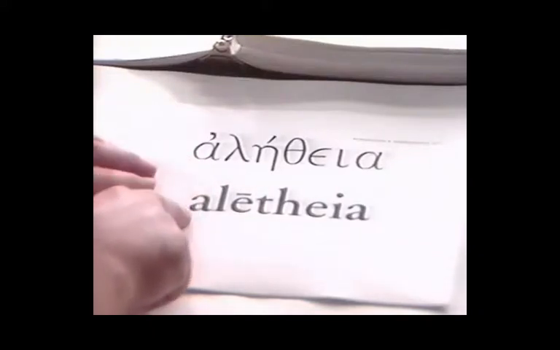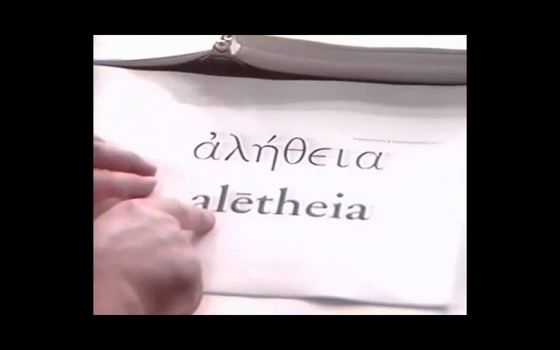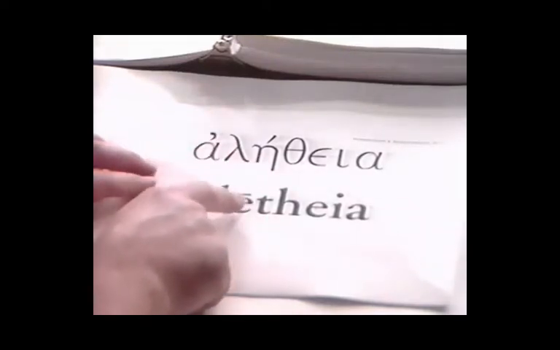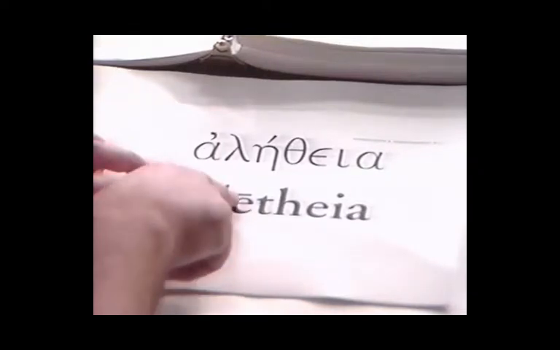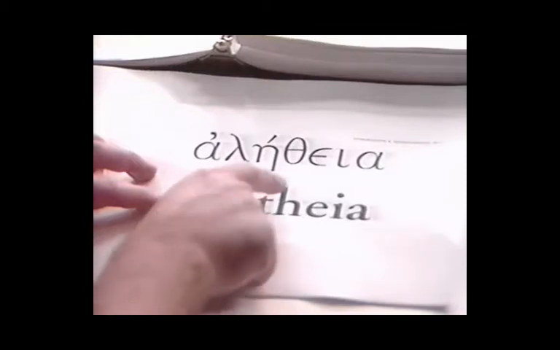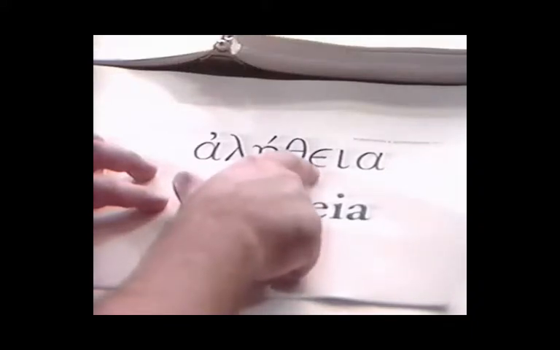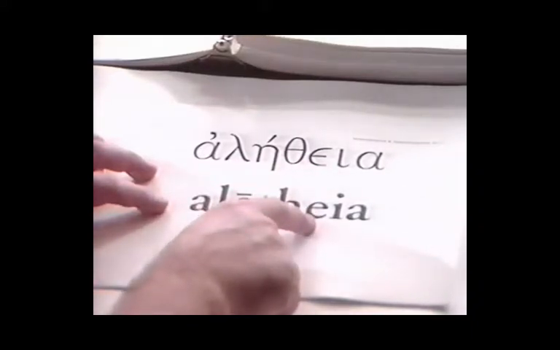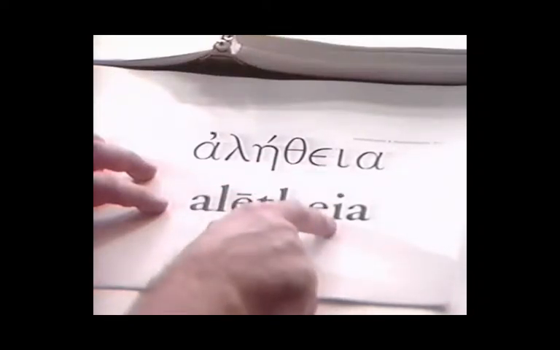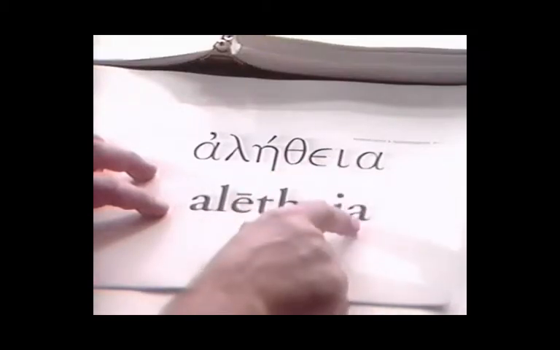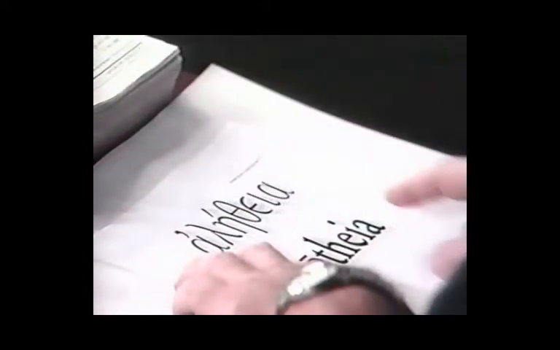The alpha transliterates into an English A. The lambda transliterates into an English L. The eta transliterates into a long English E, bar over top of the E to tell us that it's a long E. The theta transliterates to a TH. The epsilon transliterates to a short English E. The iota transliterates into an I, and the alpha again transliterates into an A. Aletheia.